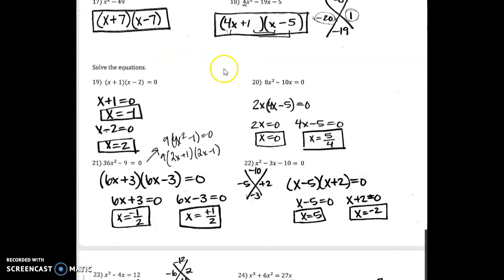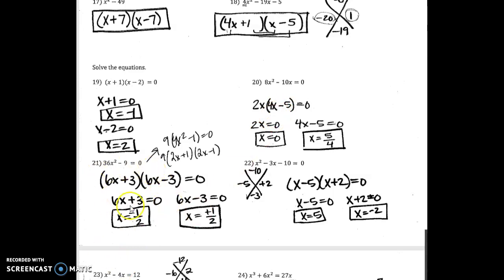Number 20, GCF, GCF. When you've got two terms, that's the first thing you look for on every problem, but with two terms, both of those can be divided by 2x. You pull that out front and then put down what's left. Check yourself before you move on. Set both factors, the 2x out front and the 4x minus 5, equal to 0, and solve.